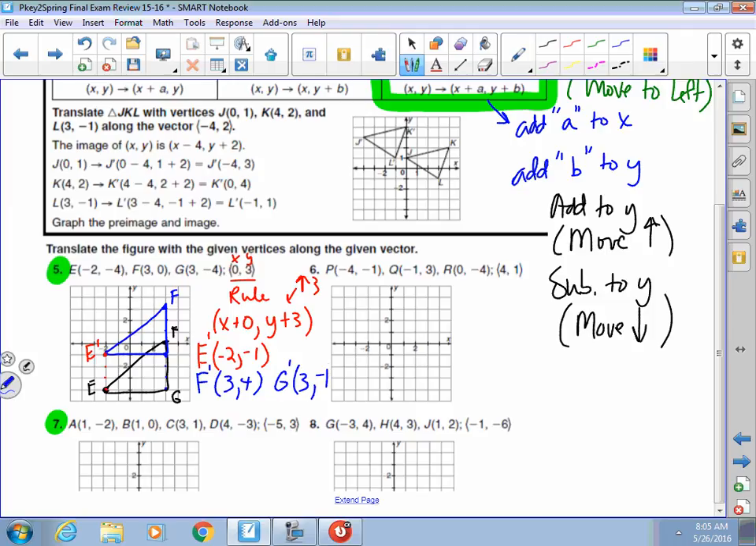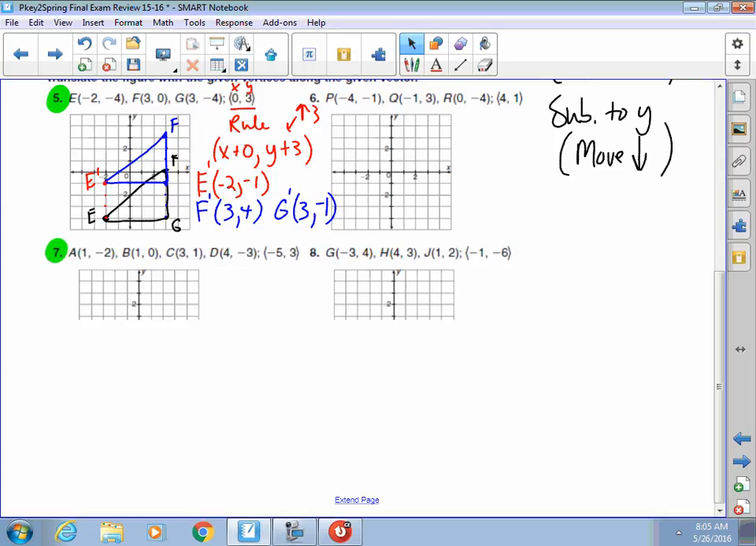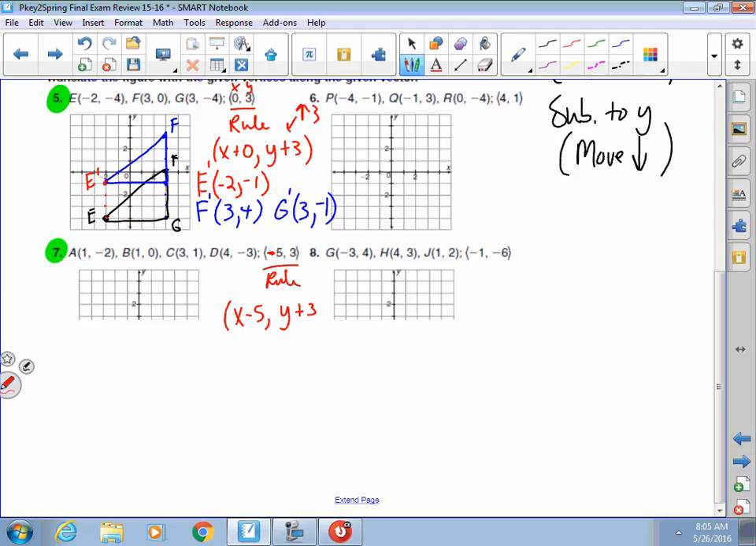Okay? Alright, so test like is 3 and 7. Okay, 3 and 7. Your rule on number 7, let me extend this page a little bit to help you understand. Here is the rule. So hopefully, because you see a negative 5, that's X minus 5. 3 is positive, so Y plus 3. We'll do that to every coordinate.